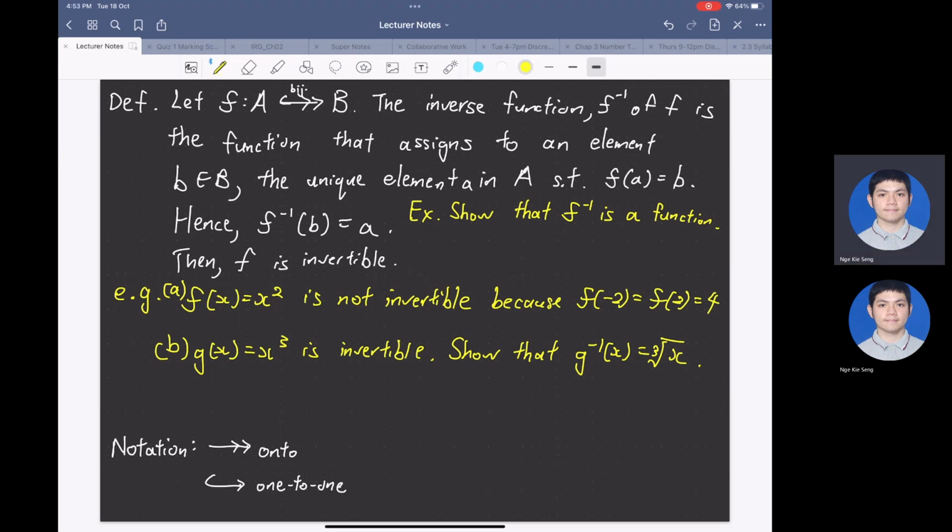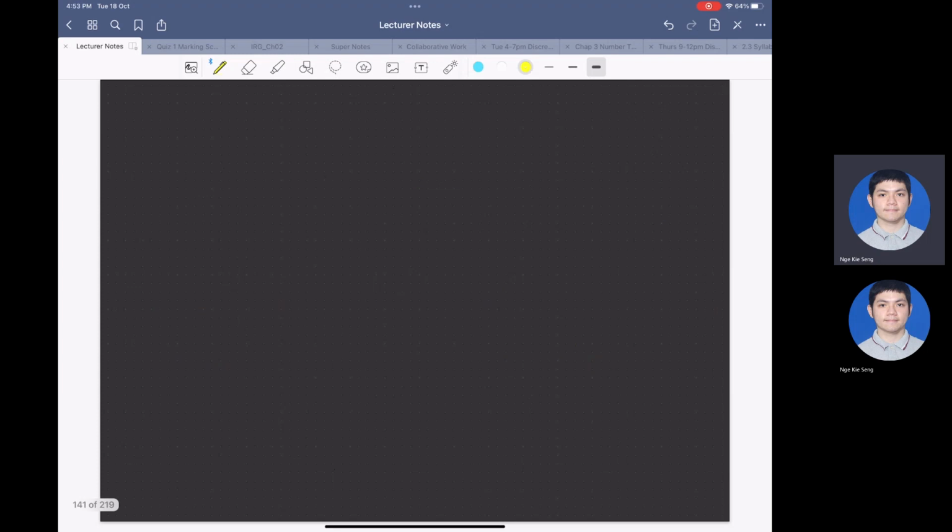Next, we can compose two elements. Okay, what time is it? 4:53. Maybe we take a break. 5:03 and then we come back.